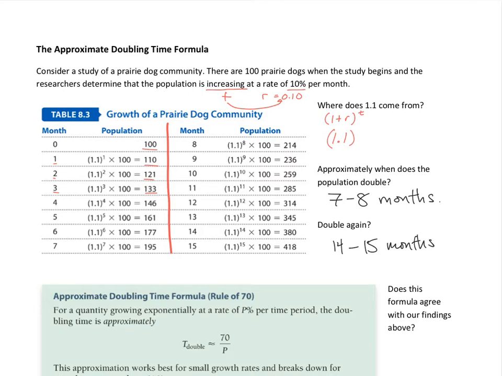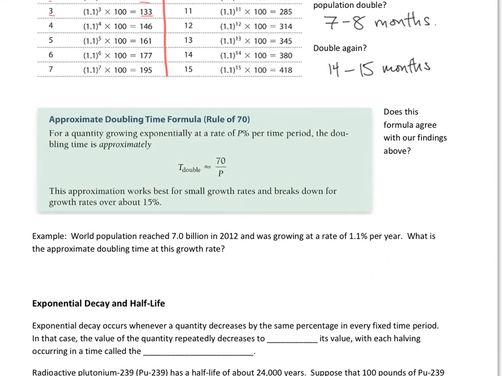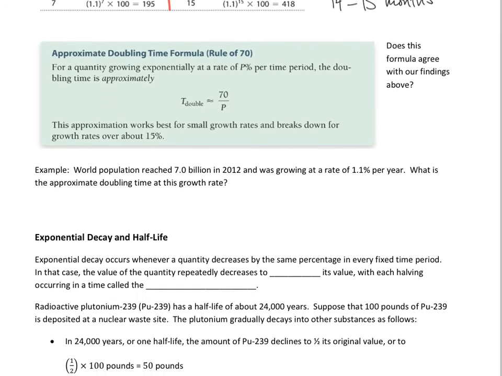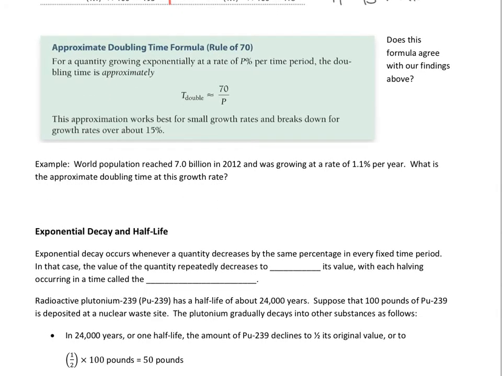Now, as I scroll down here, we can talk about the approximate doubling time formula, aka the rule of 70. For a quantity growing exponentially at a rate of p% per time period, the doubling time is approximately 70 divided by p. Again, p is some percentage rate. This approximation works best for small growth rates and breaks down for growth rates over about 15%.